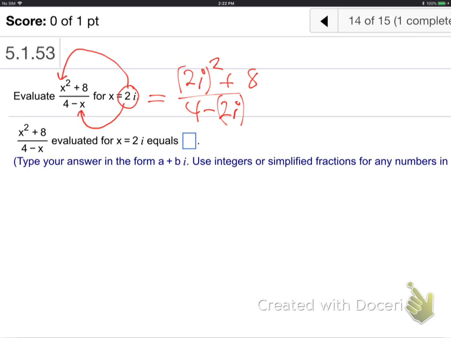Why do you have to do that? Because if you just write it this way, you're not really squaring the whole 2i. They told you to square the whole x, and the x is 2i. This would mean only the i is squared, not the 2. That's wrong. Because they told me to square all of x, and all of x is 2i. All of 2i, it's going to be 4i squared in the end, isn't it?